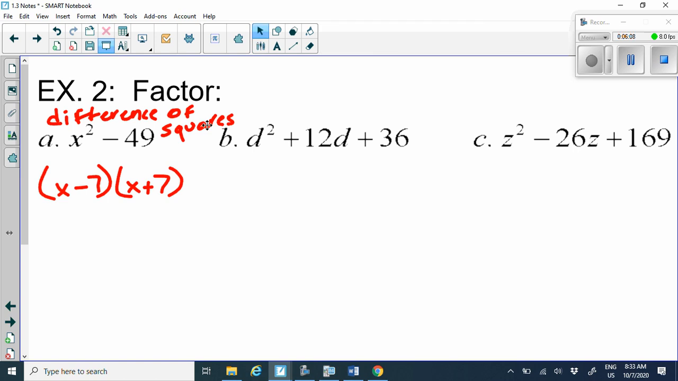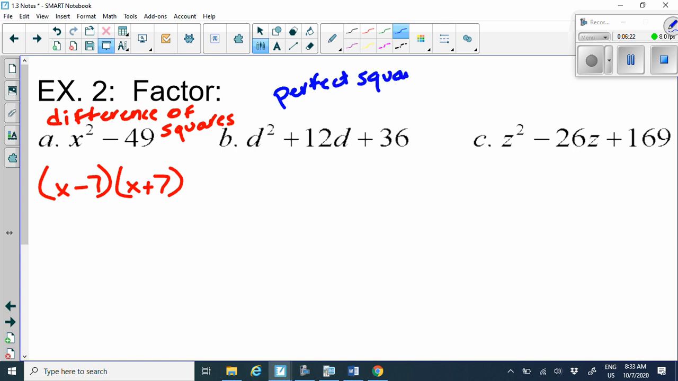Let's look at part B. We have d squared plus 12d plus 36. Well, in this case, this is going to be our perfect square trinomial because we have 3 terms here. And notice that our middle term is a positive.